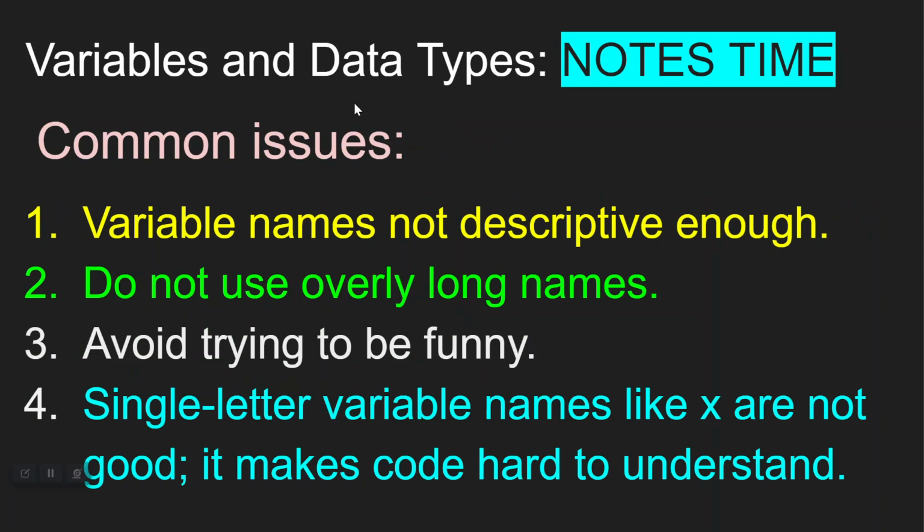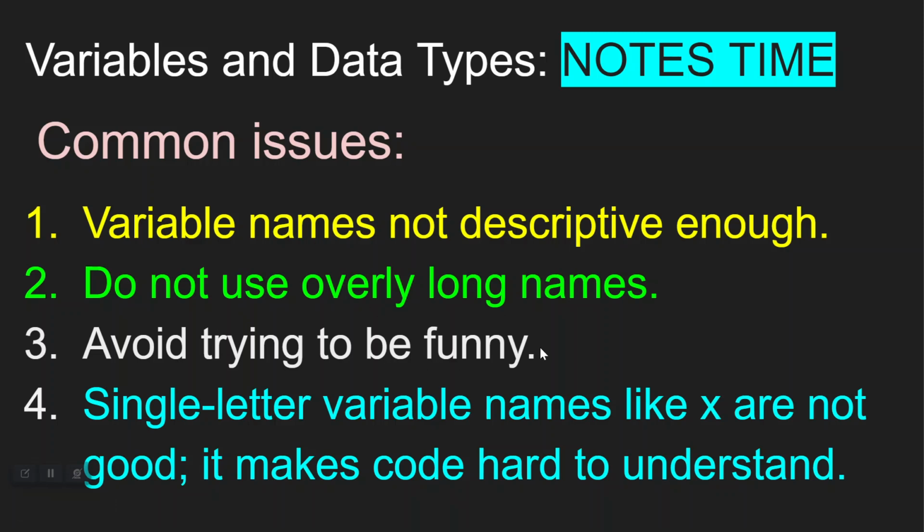All right, and then some common issues. Variable names not being descriptive enough. Some people will just use really bland and generic variable names, and sometimes they just aren't descriptive enough. So that's one thing to keep in mind, you always want them to be descriptive and somewhat specific. However, you don't want to use overly long names. Variable names should be relatively compact, maybe 2, maybe 3 words, at most.